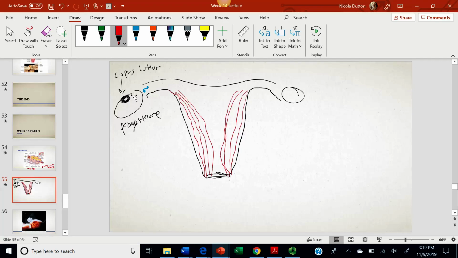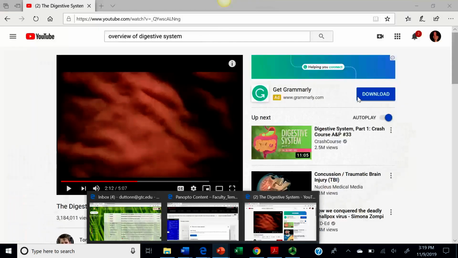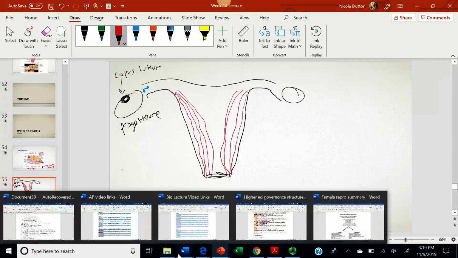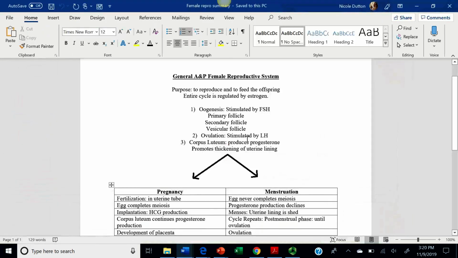The egg was just released by the ovary. The empty pocket that the egg fell out of turns into the corpus luteum, and the corpus luteum produces the hormone progesterone. Progesterone tells your uterus to build its uterine lining to give this egg an opportunity to implant. So this is where we are here. So the corpus luteum produces progesterone, and that promotes the thickening of the uterine lining.